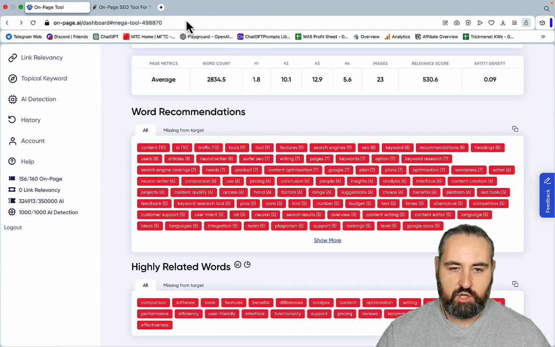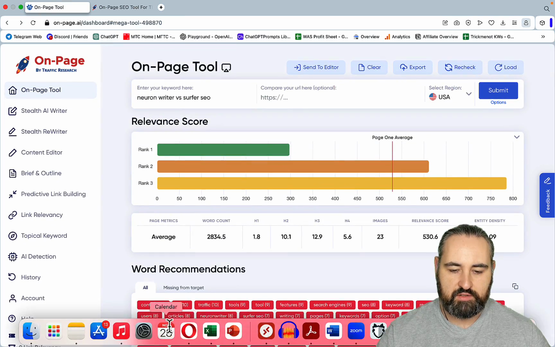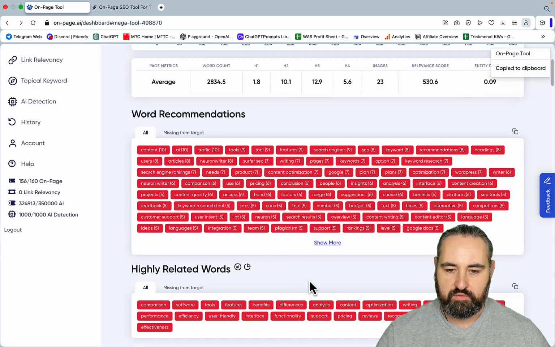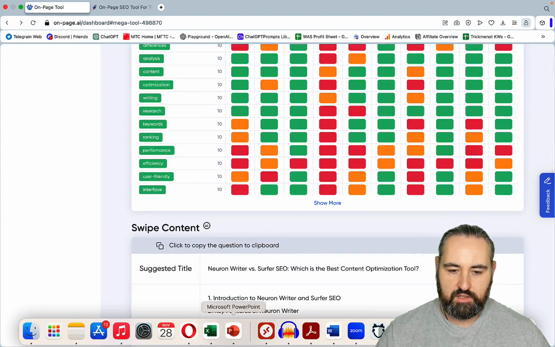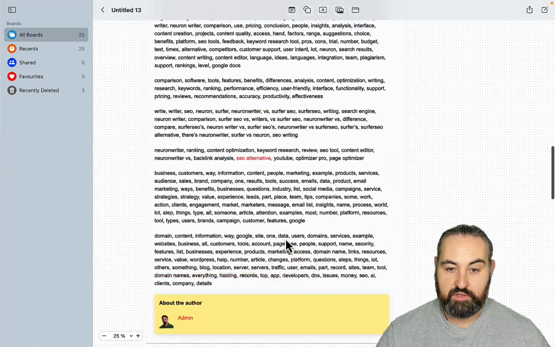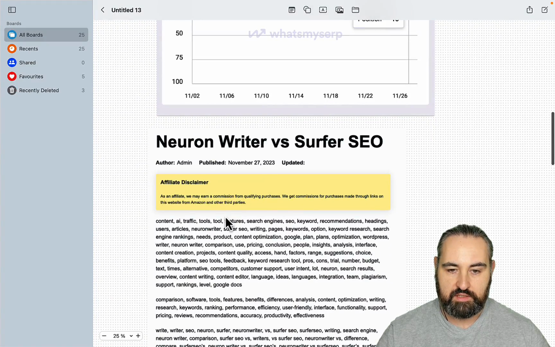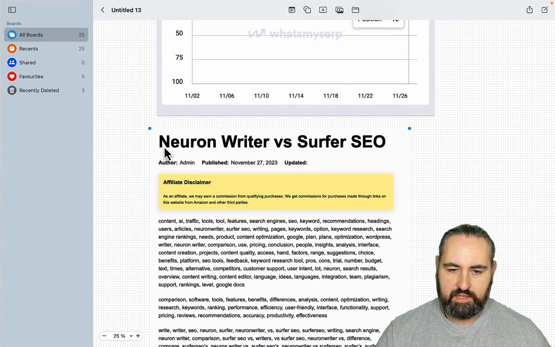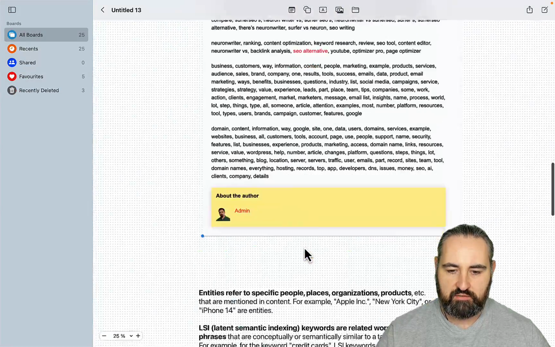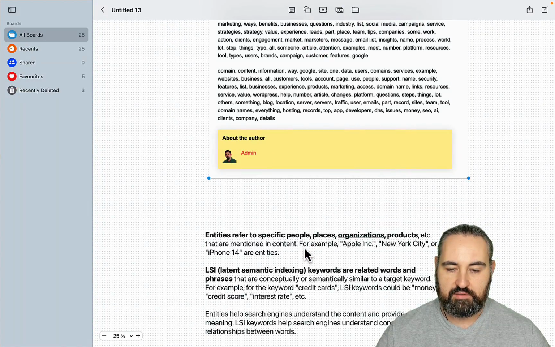Then what I did, I just opened up a new page. I titled it New Writer versus Surfer SEO, and I would just copy-paste all these keywords, all of them. And once again, the page that ranked on the first page of Google ended up looking like this. So I didn't use a clickbaity title, I didn't do anything on page here, and I still ended up on the first page of Google, and this amazes me.